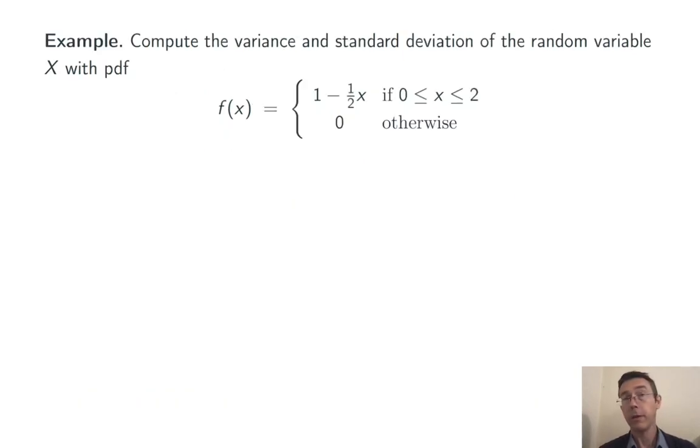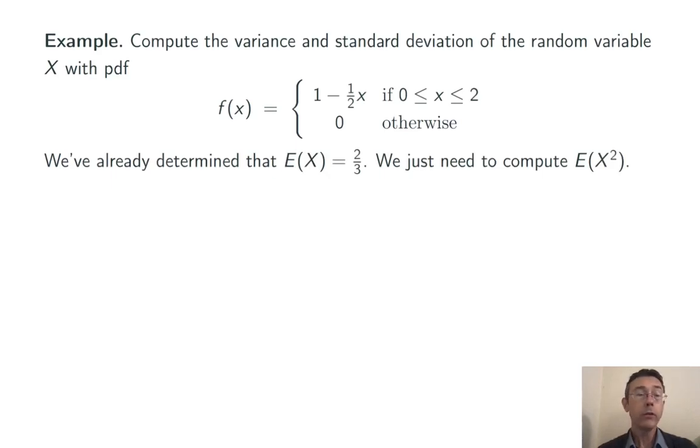All right, let's go on with that previous example. Same PDF as before, same random variable. And now let's get the variance and standard deviation. We've already determined that the expected value of x is 2/3. So using that last formula from the previous slide, all we really need to do in order to get variance and standard deviation is to compute the expected value of x squared.